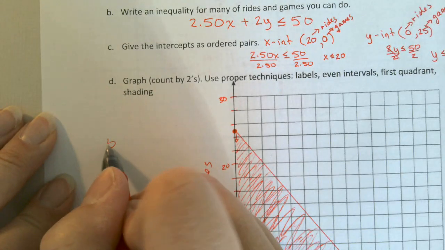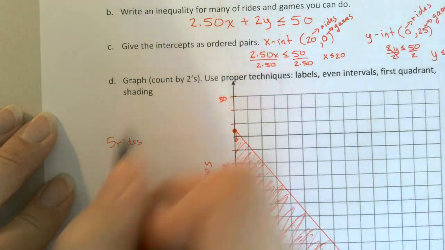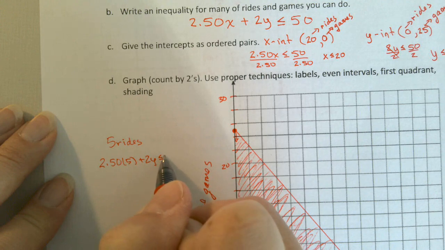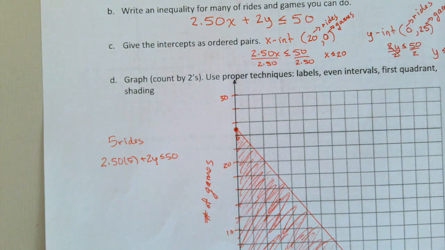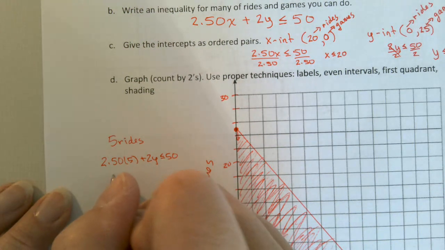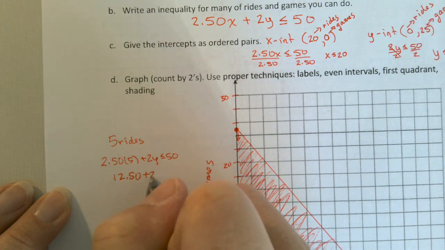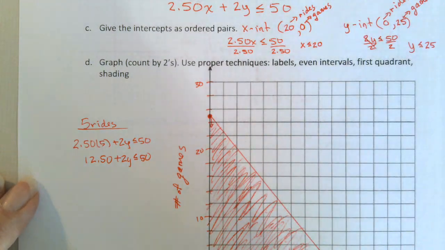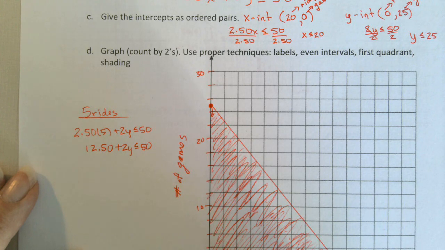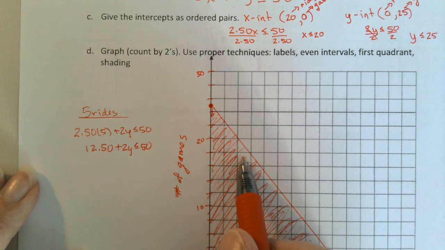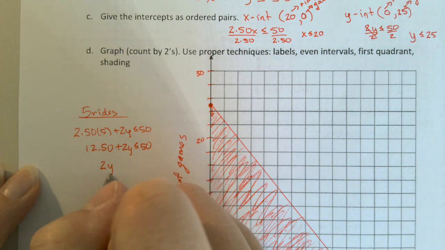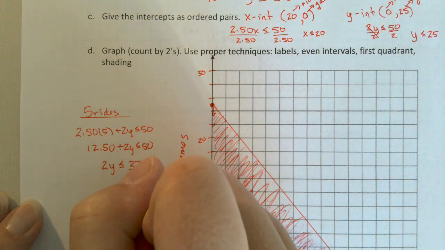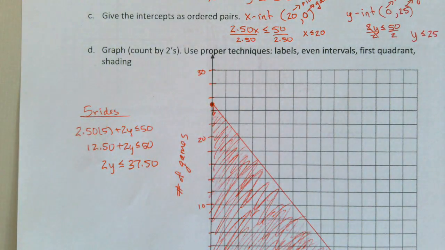So if I asked you about 5 rides, you would plug that in and say, well, 250 times 5 plus 2y has to be less than or equal to 50. All right, so 250 times 5 should be 1250 plus 2y is less than or equal to 50. So I'm asking, if you rode 5 rides, what would happen? And I could estimate, guys, 5 rides would be right here. I could do any number of these games. I would subtract, so I would get 2y is less than or equal to, I'm trying to double check my math, 3750. Divide both sides by 2.